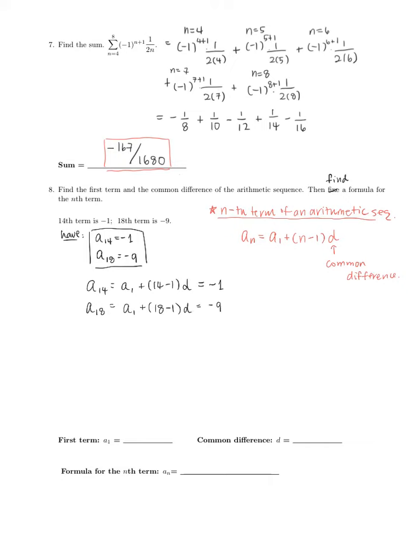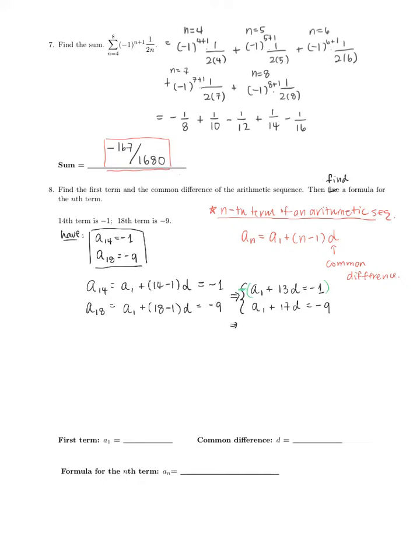Okay, so now let's just simplify this a little bit. So that implies that a sub 1 plus 13d equals negative 1, and a sub 1 plus 17d equals negative 9. Okay, so notice that we got a system of equations here. So first, what we want to do is find the common difference, which is d. So how about we multiply the top equation by negative 1 and get rid of a sub 1.